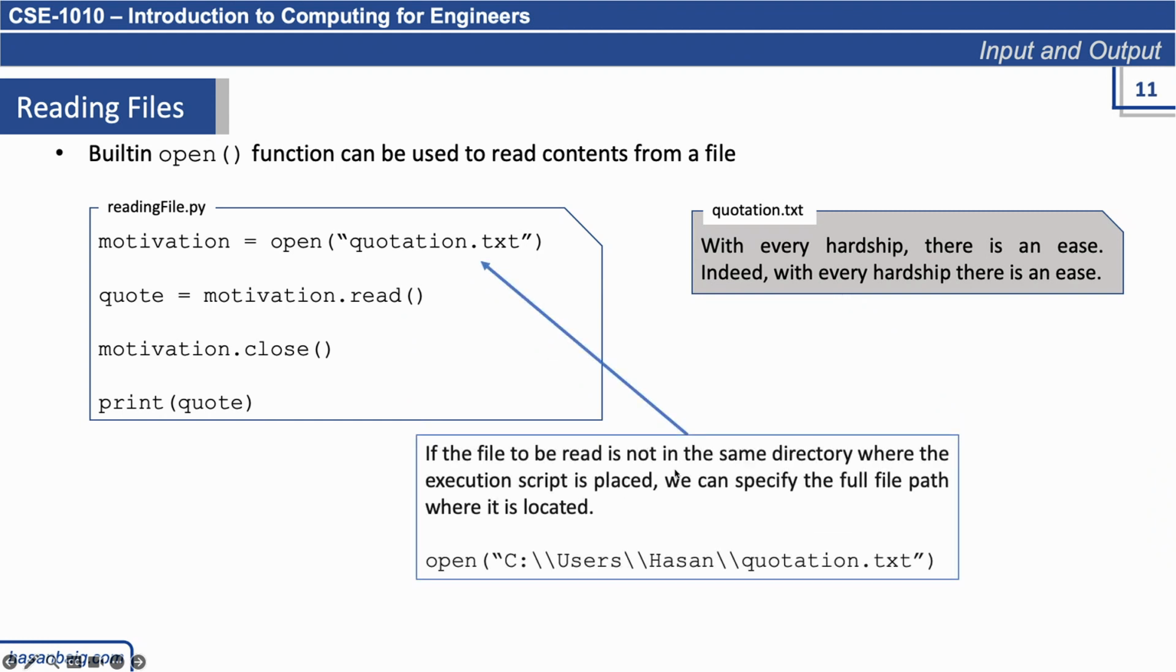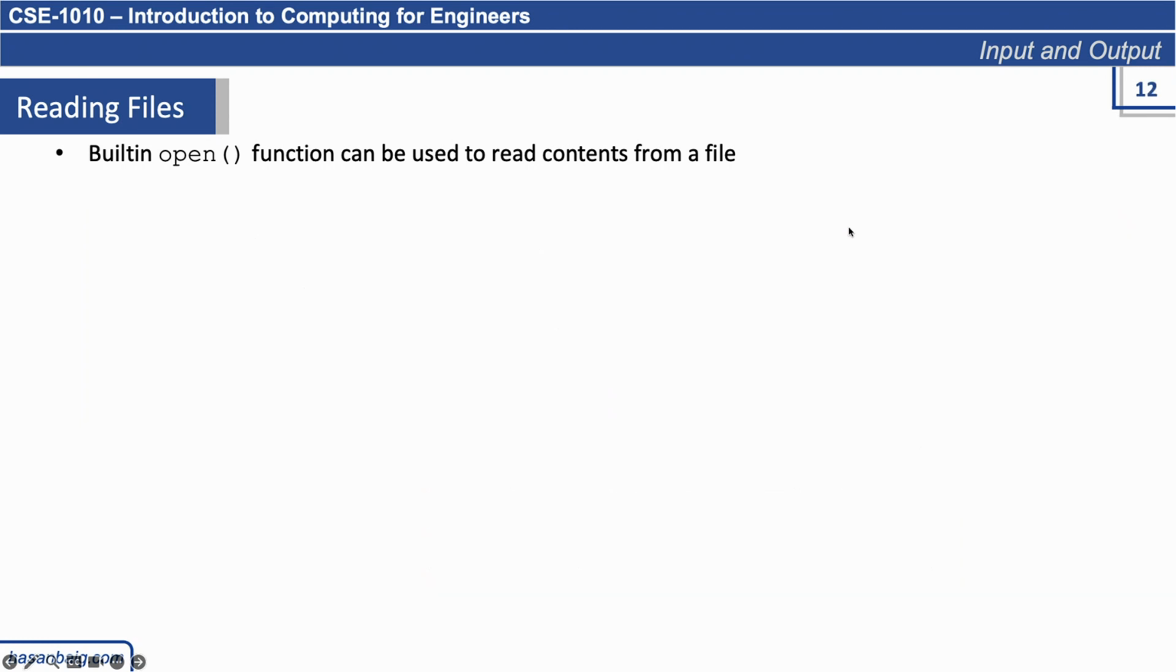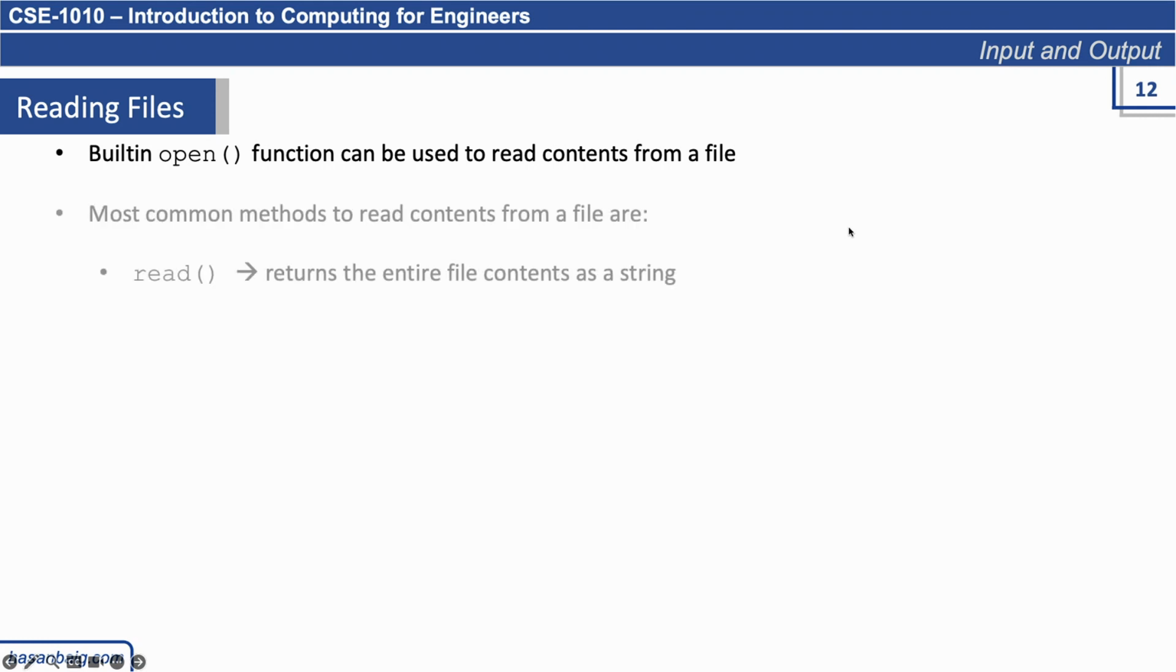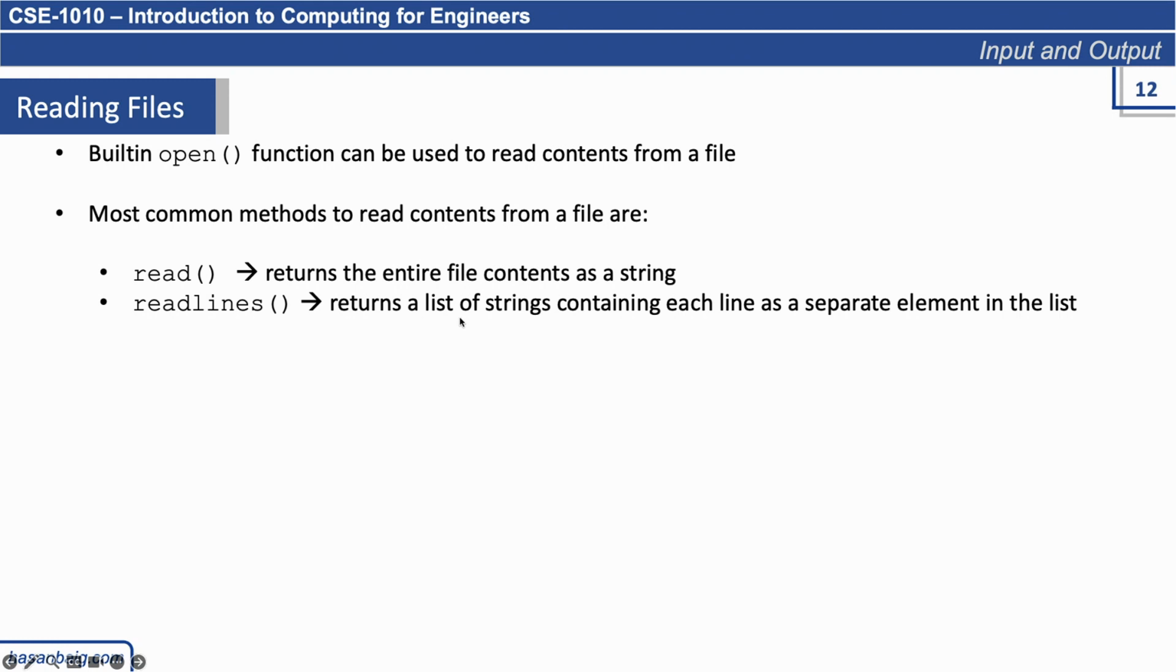If the file to be read is not in the same directory, we have to specify the full path. I have already mentioned that. The built-in open function can be used to read content from a file. The most common methods to read content from a file are the read method, which I have just explained, which reads the entire contents, and another method, readlines. It reads the contents line by line and arranges them in a list. Every line is considered a separate element of the list.